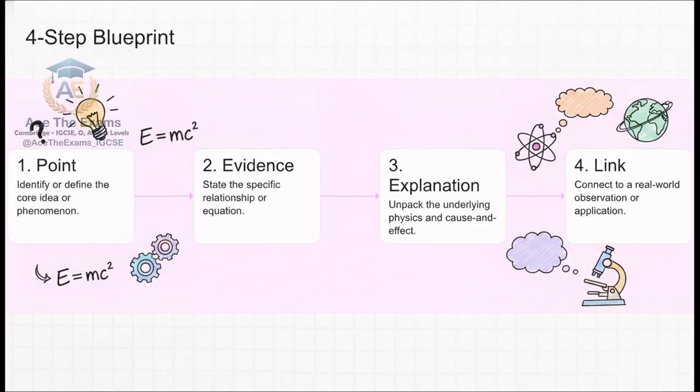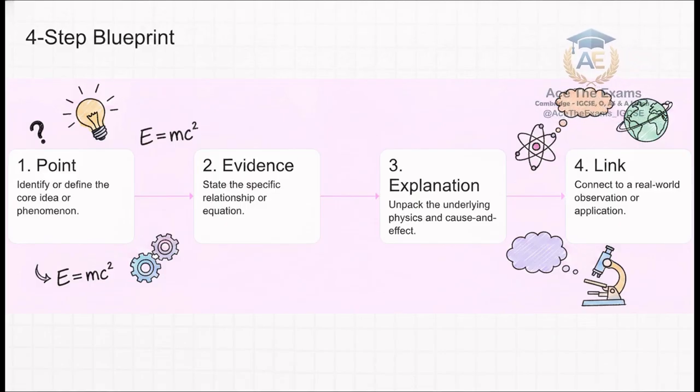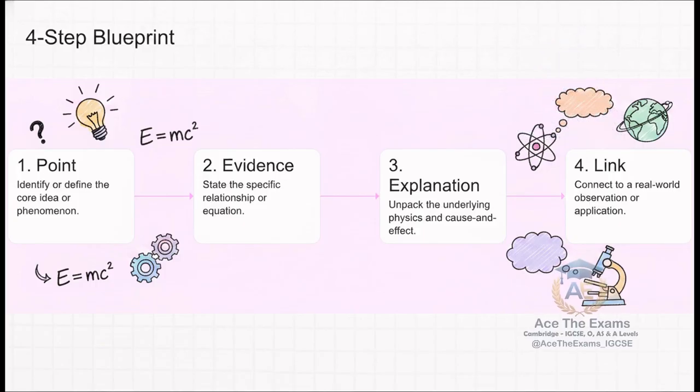In Cambridge IGCSE style physics, the absolute best, top-tier answers demonstrate both deep theoretical understanding and clear practical application. If you can walk your examiner through these 4 sequentially linked steps: identify, state the relationship, explain the underlying physics, connect to reality, you are literally handing them a flawless marking key. You are doing their job for them, and they will reward you with maximum marks.